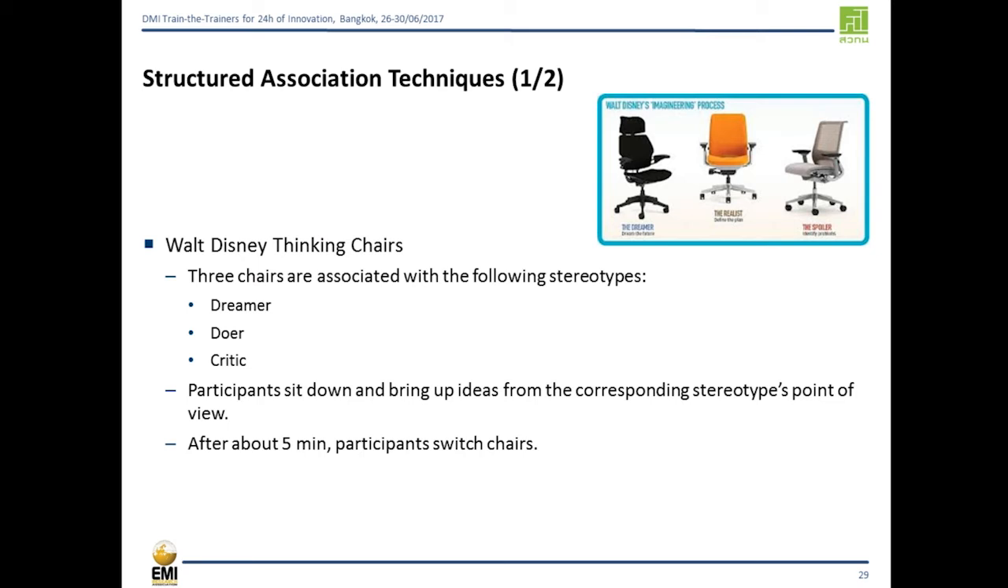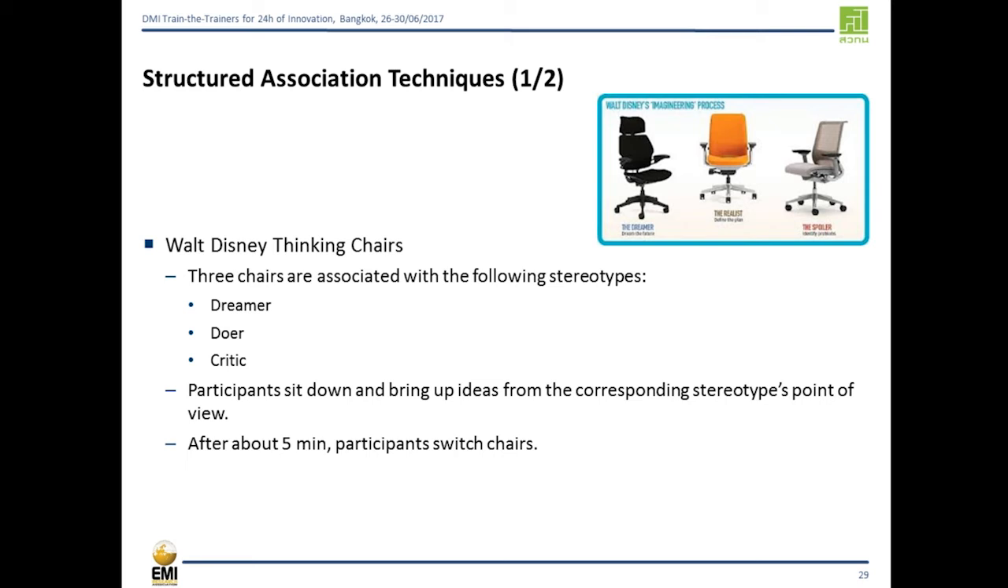So what is the idea? It's called like that because Walt Disney used to work like that, for creativity. He said, okay, I associate 3 chairs. Typically they have different colors. And your collaborators, your colleagues in the team, depending on which chair they sit on, should assume a different role.